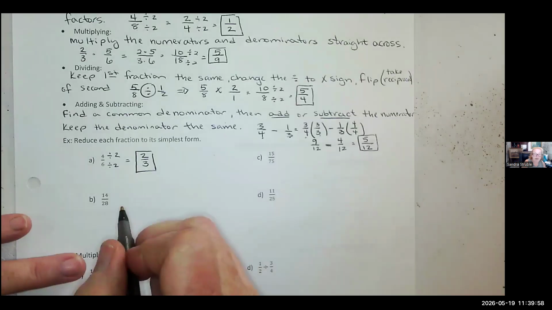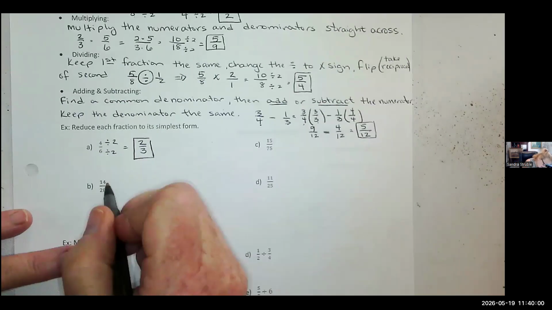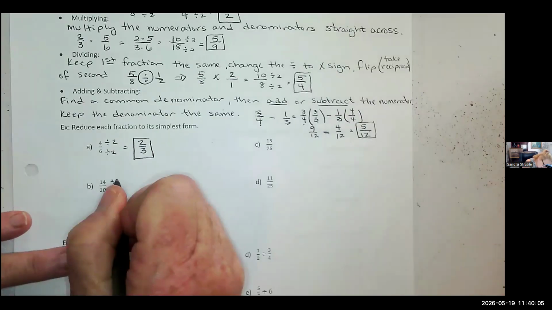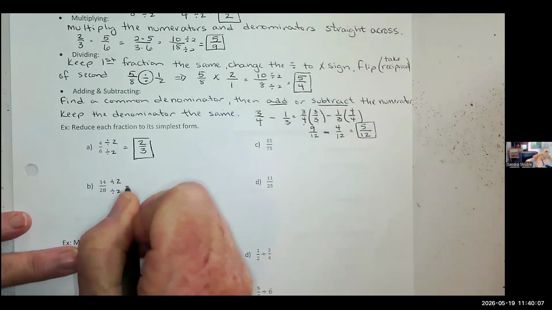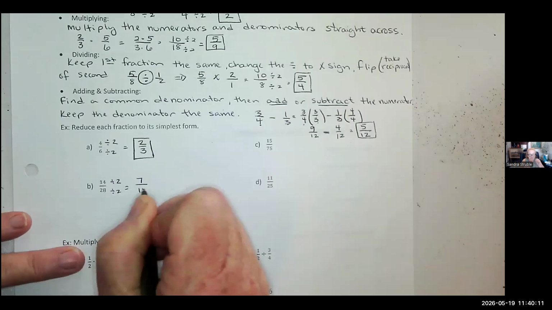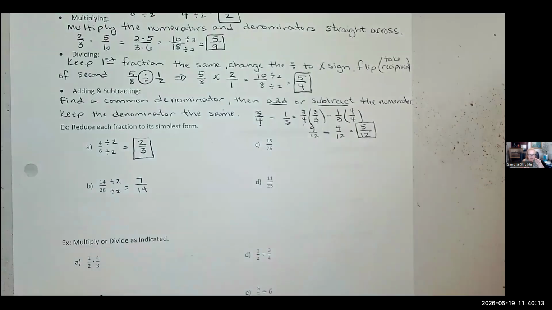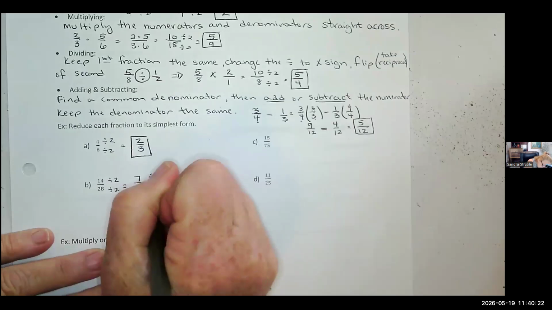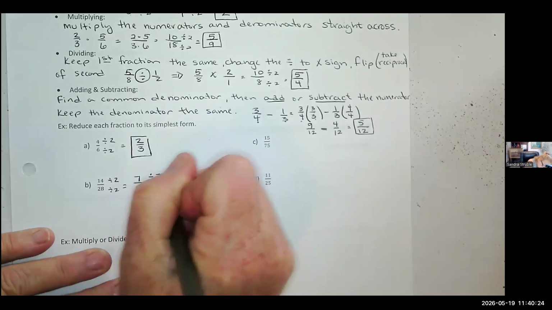14 over 28, both even. So I'm going to divide both by 2. 14 divided by 2 is 7. 28 divided by 2 is 14. Okay, they're not both even. However, 7 times 2 is 14. So I can divide both of these by 7. 7 divided by 7 is 1. 14 divided by 7 is 2.